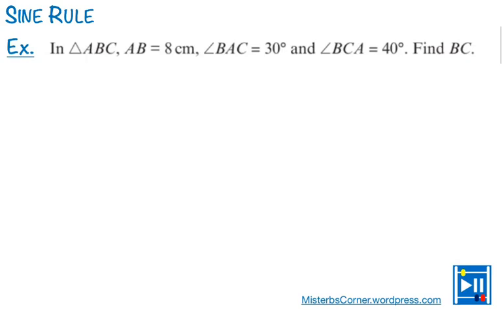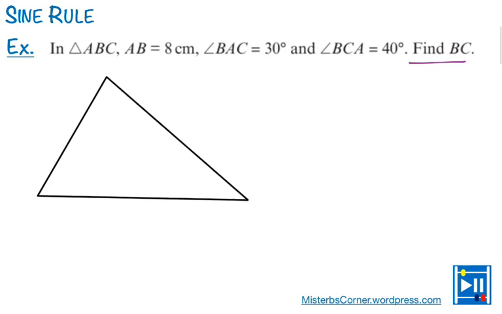In triangle ABC, AB is 8, angle BAC is 30 degrees and angle BCA is 40 degrees. The question is: find the length of BC. Now let's visualize this. We will have a triangle. It doesn't matter which vertices you call A, B, C, but once you name them, you have to put each piece of information properly.